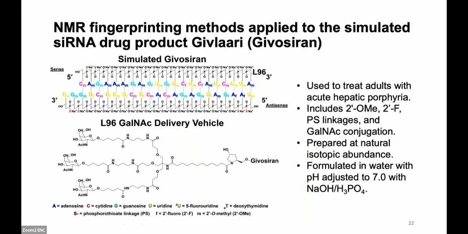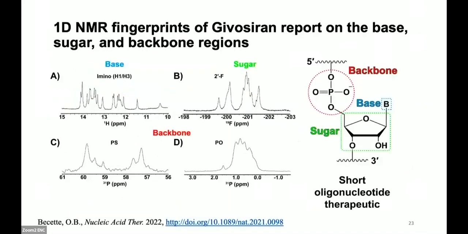One of the new additions, though, is that this has an L6 GalNAc ligand, and this is used to target hepatocytes. So we run our barrage of 1D NMR fingerprinting techniques, and we are able to fully capture the different regions of the nucleic acid. Although, as you probably can notice, especially in the case of the phosphates and the sugar regions, these are pretty low resolution. However, they're acquired pretty rapidly, and they do provide some useful information.